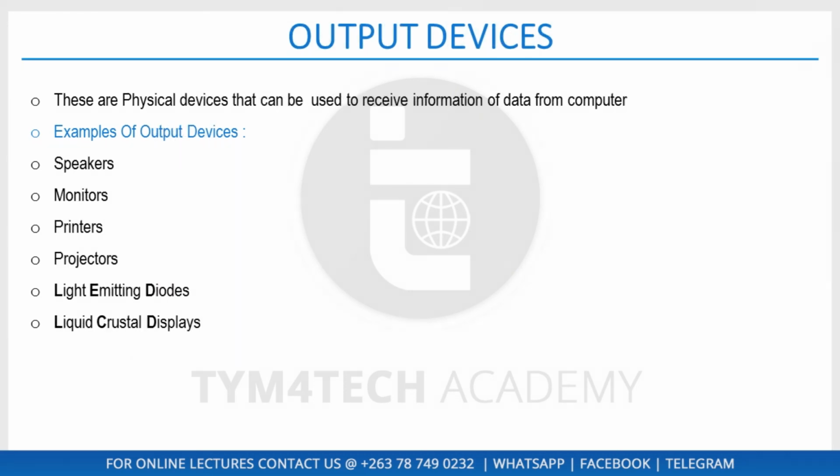Looking at output devices: these are physical devices that can be used to receive information or data sent from the computer. These output devices are as follows: the computer screen, the monitor, the speaker, the printers, projectors, the LCD, which is the liquid crystal display, the light emitting diodes, which is the LED, and many more to be discussed in the following lectures.